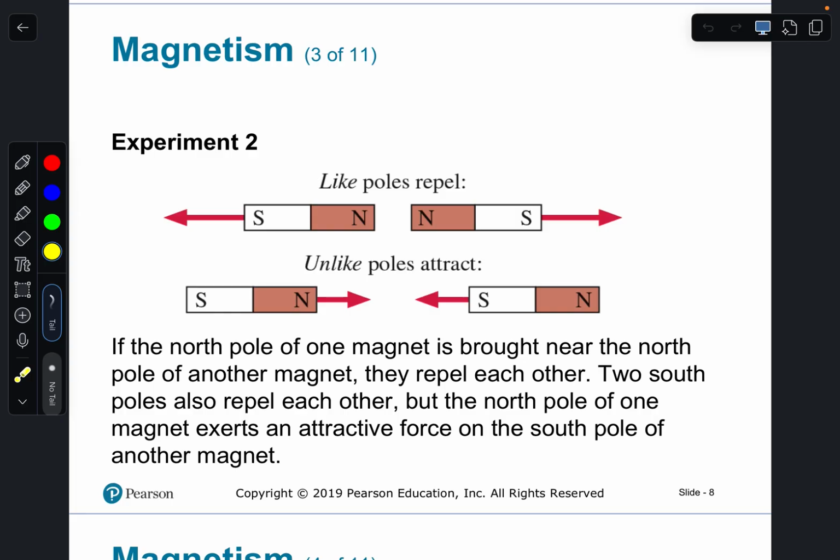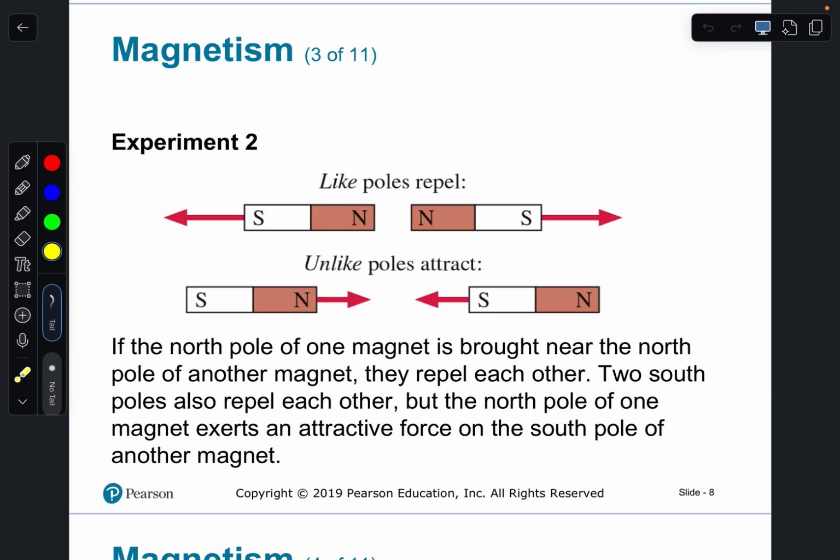Experiment two. We have two bar magnets, and these bar magnets are characterized by a north pole and a south pole. When we bring like poles together, either north or south together, we see a repulsive force, a lot like when we brought positive charges together or negative charges together.